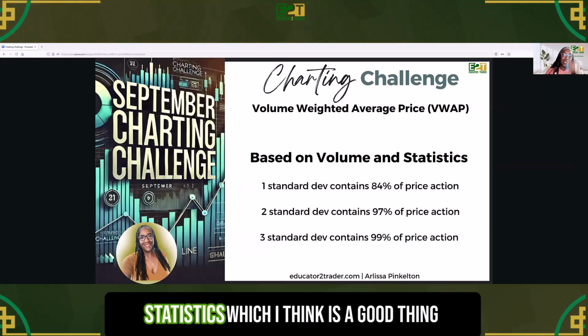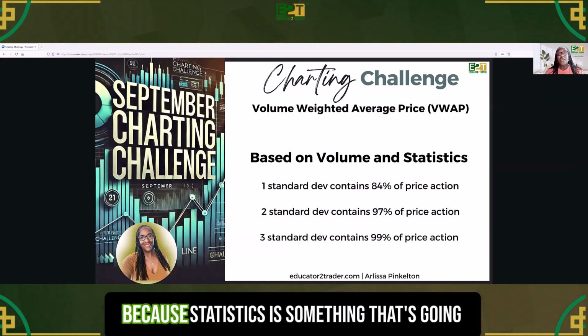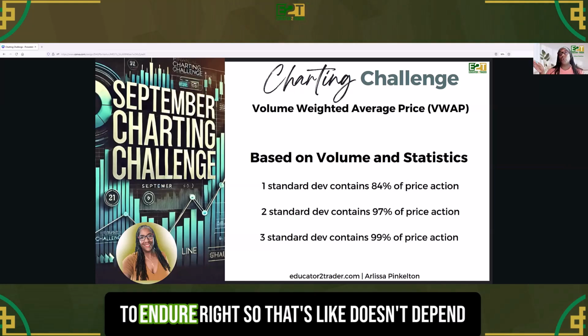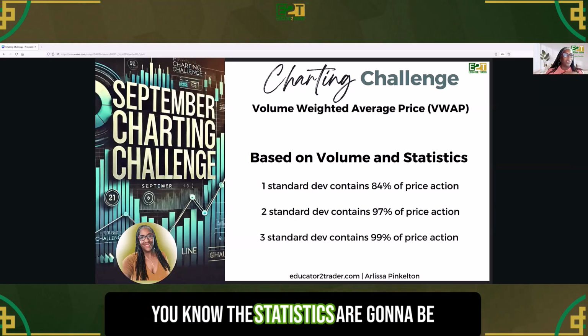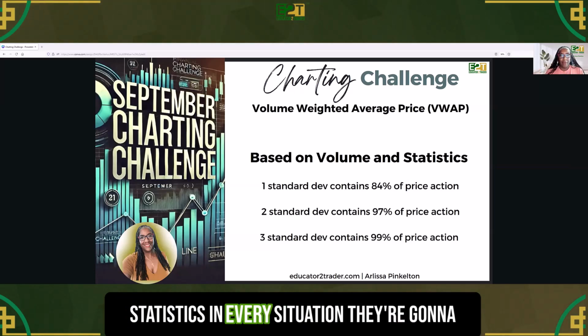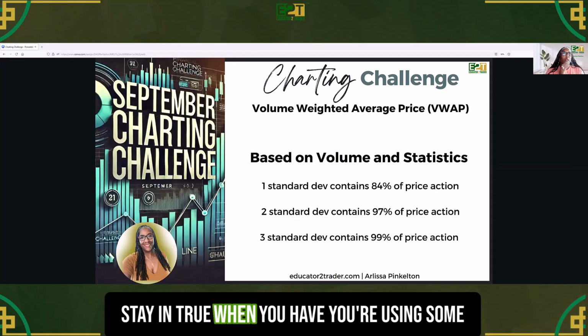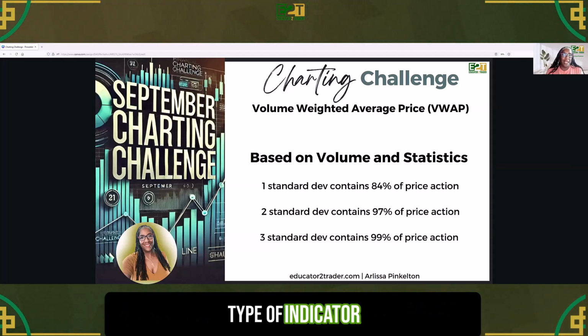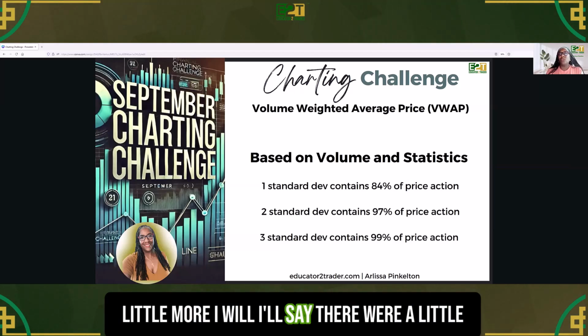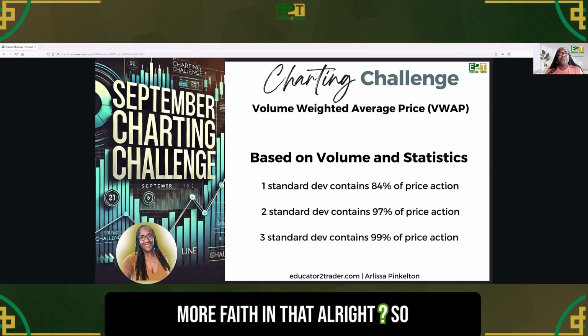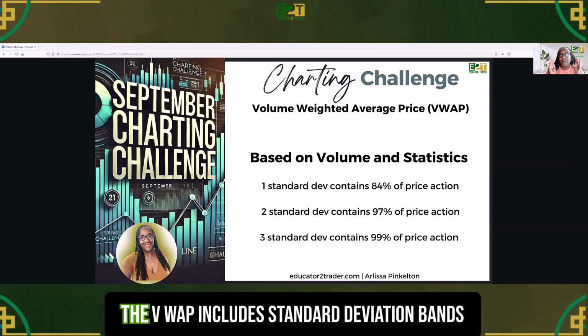It's based on statistics, which I think is a good thing because statistics is something that's going to endure, right? It doesn't matter what the situation is, the statistics are going to be statistics. In every situation, they're going to stand true. So when you're using some type of indicator that is based on statistics, you can have a little more, I'll say the word, faith in that, all right? So the VWAP includes standard deviation bands.